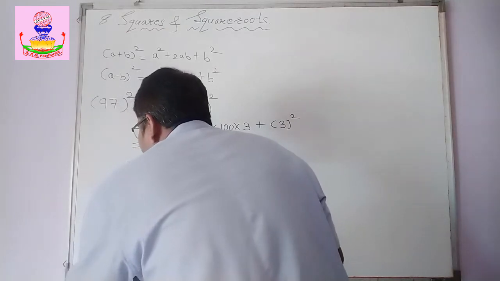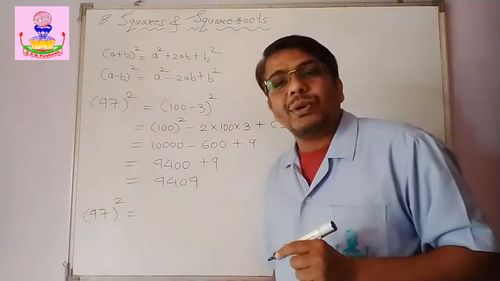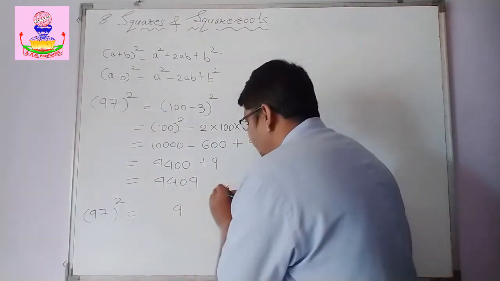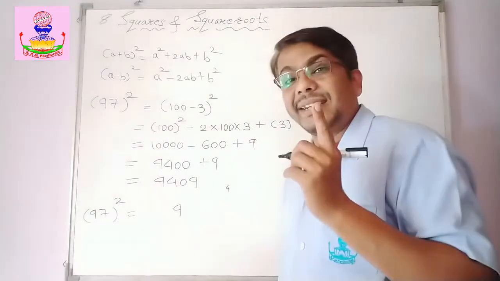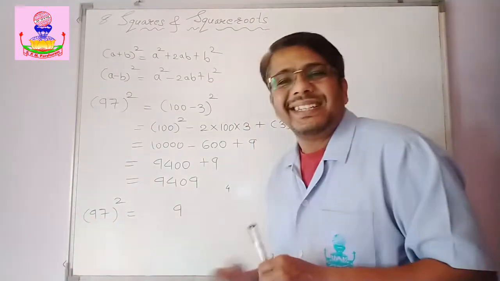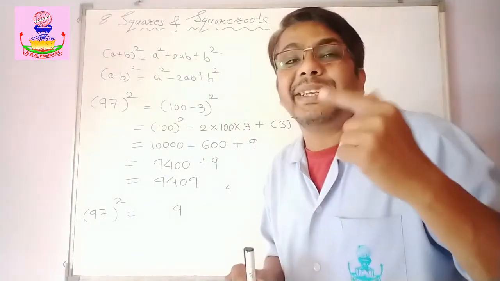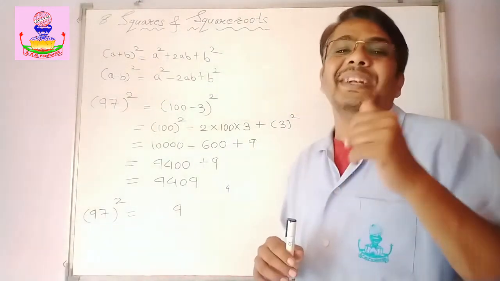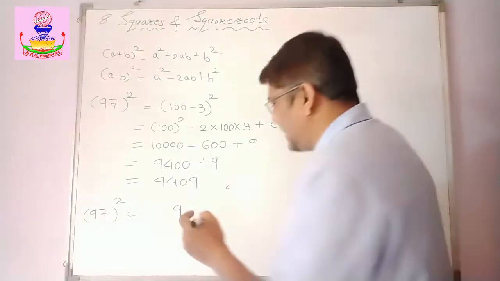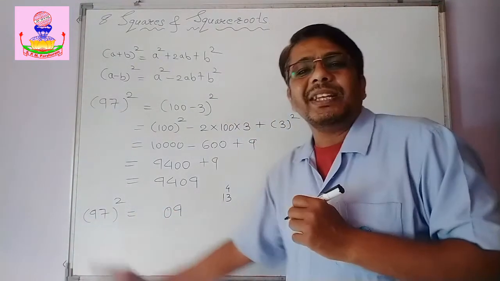And there I am going to use which identity? (a+b) whole square. See, 7 square is 49, right? 4 carry on. Now what to do? 2ab. So what does 2ab mean? 9 7s are 63. What is the double of 63? Multiply by 2, 126. And 126 plus 4 is 130, right? So 13 carry on.